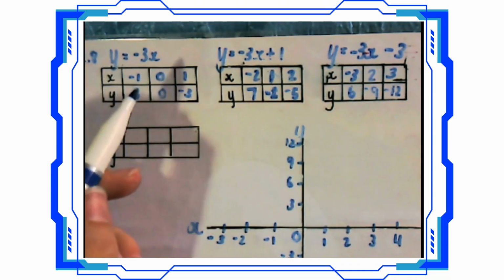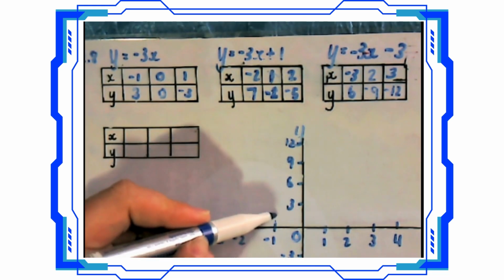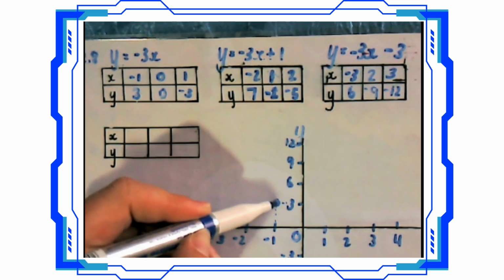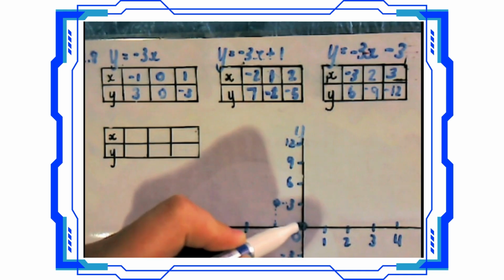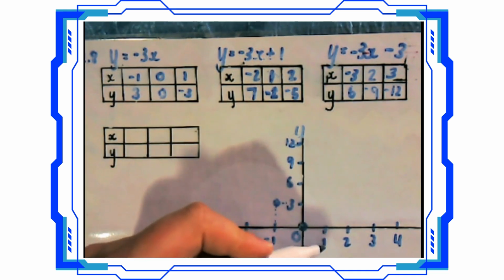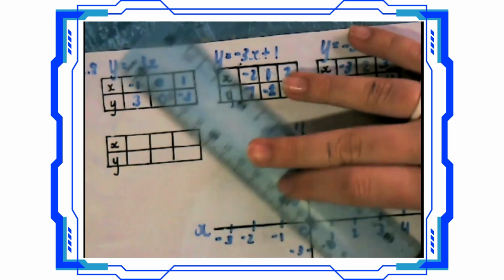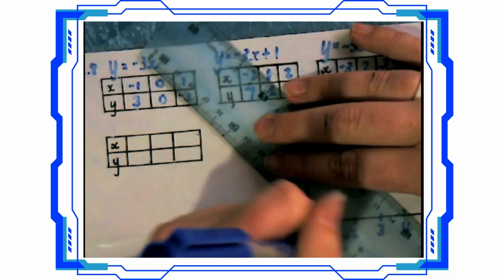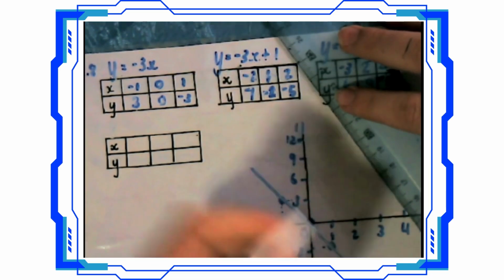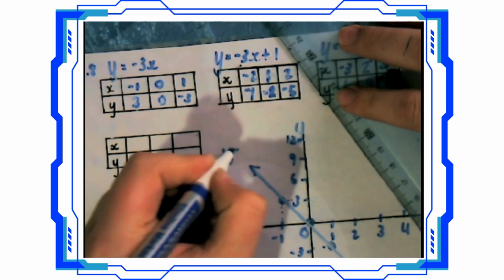I have -1 and 3. So -1, I'm going up to 3 and I'm going to make a dot. Then I have 0, 0. That's 0, 0. Then 1, -3. So I'm going to go down. Now I have all 3 dots. I'm going to take my ruler. I'm just going to connect them. Okay, next to the line, I'm going to write the equation.